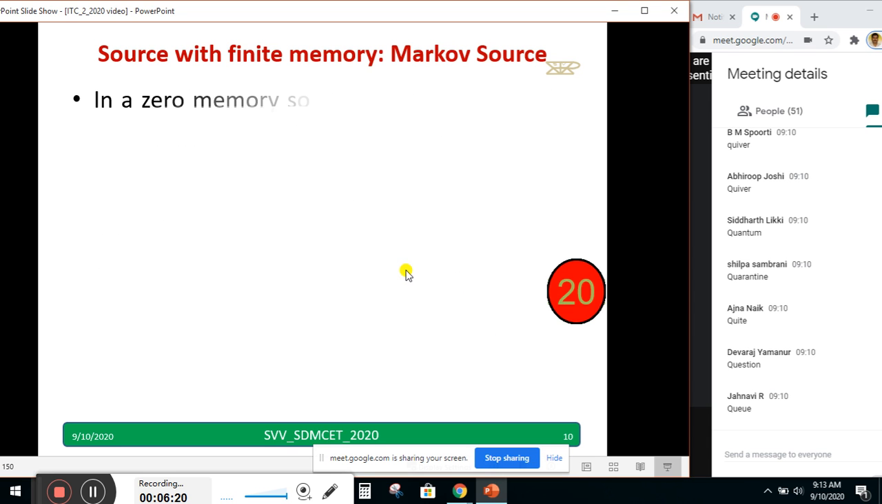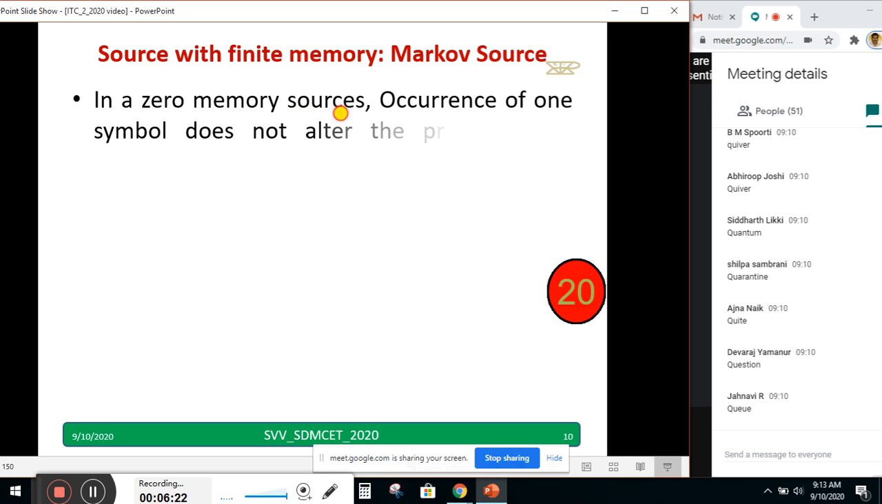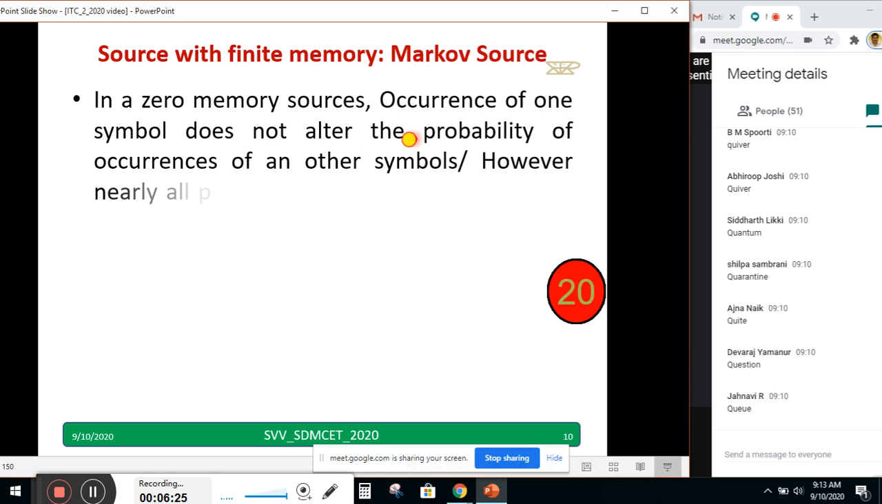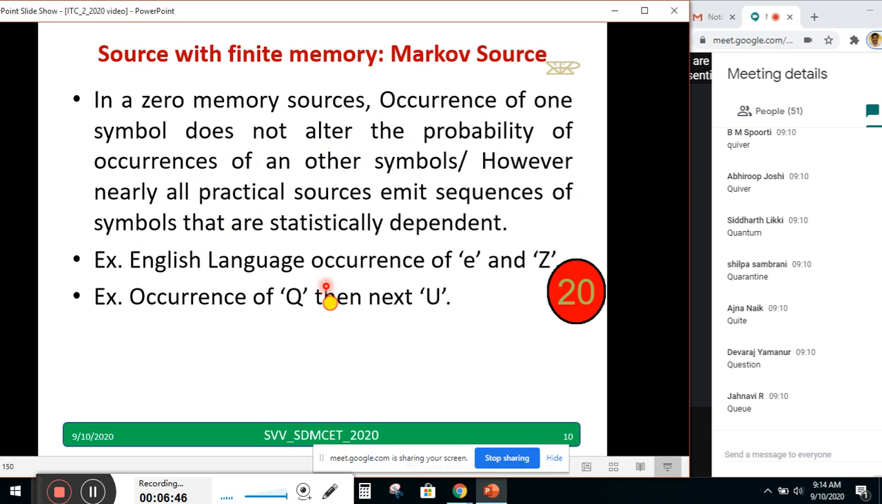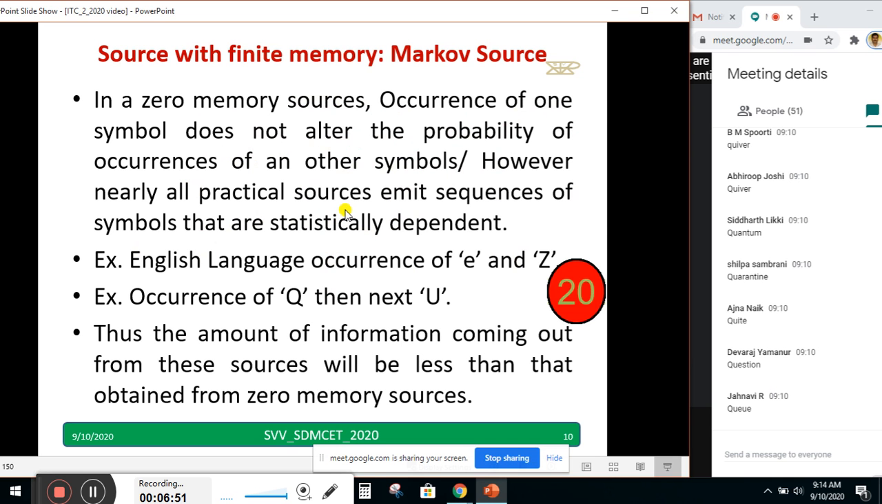In a zero memory source, the occurrence of one symbol does not alter the probability of another symbol's occurrence. However, nearly all practical sources emit sequences of symbols that are statistically dependent. Just now we have discussed English. If you are transmitting some particular sentence, definitely Z occurrence will be very less, and E occurrence will be more. Whatever I discussed about the English language is given for you. Just go through whatever you have covered so far, as a revision. Then we will go to the next slide.